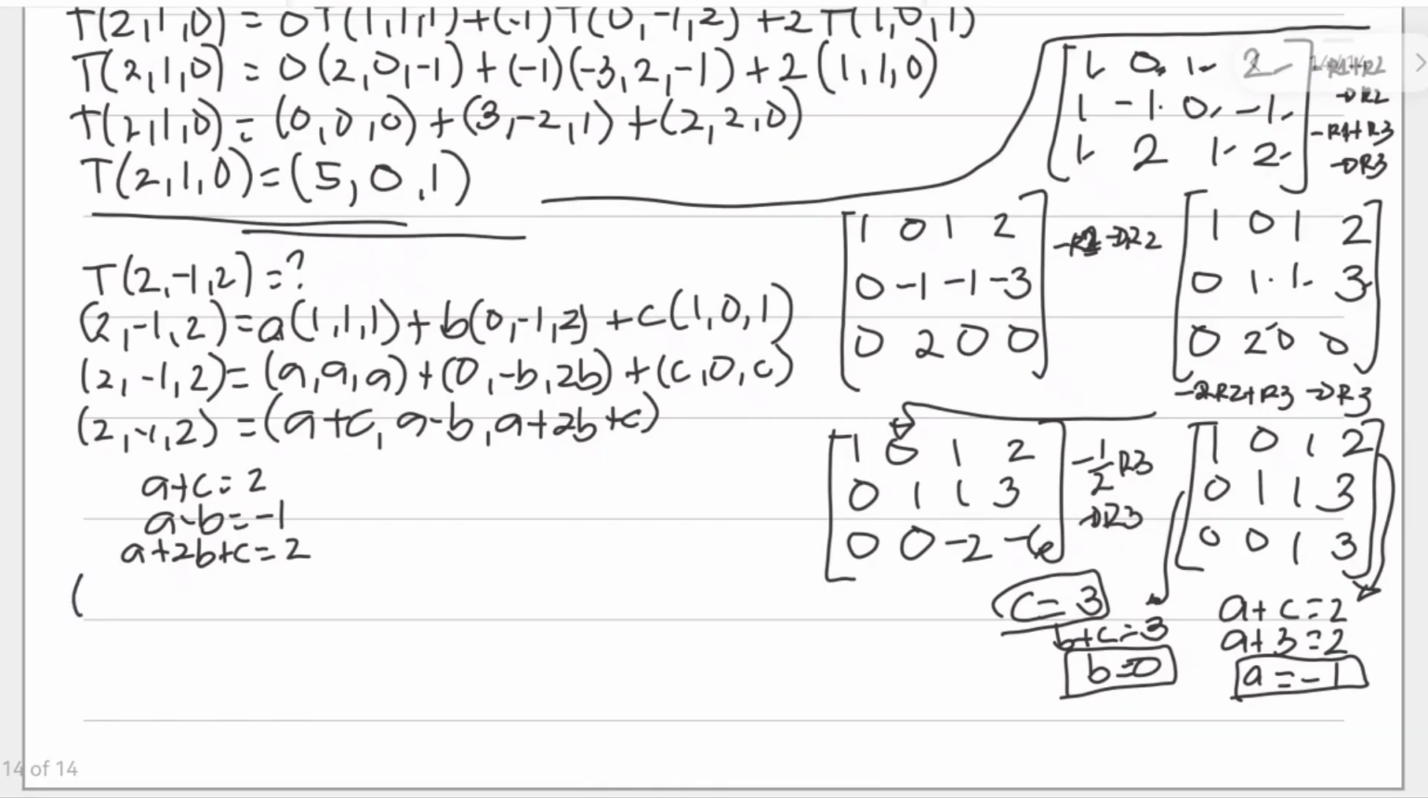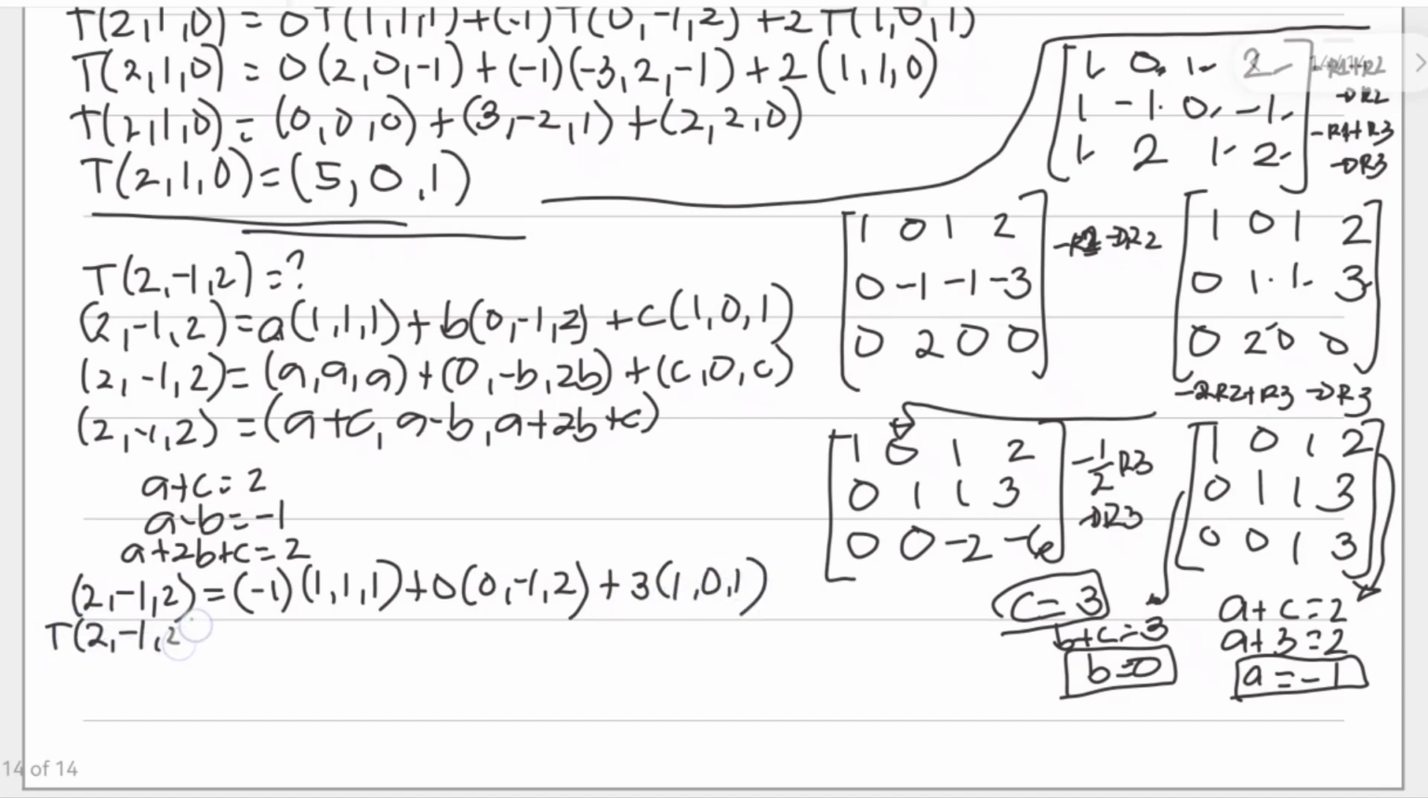So you will have (2, -1, 2). I don't have much space. Negative 1 times (1, 1, 1) plus 0 times (0, -1, 2), and your c is a 3 times (1, 0, 1). Make this transformation. So you have the transformation of negative 1 times (1, 1, 1) plus 0 times (0, -1, 2) plus 3 times (1, 0, 1).